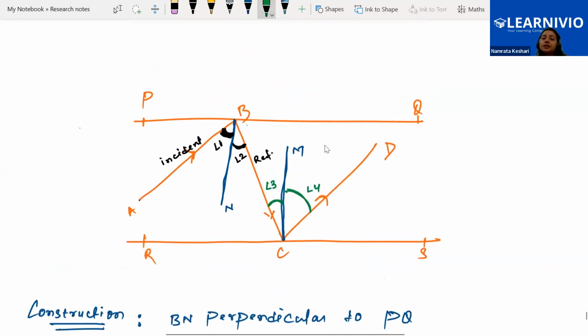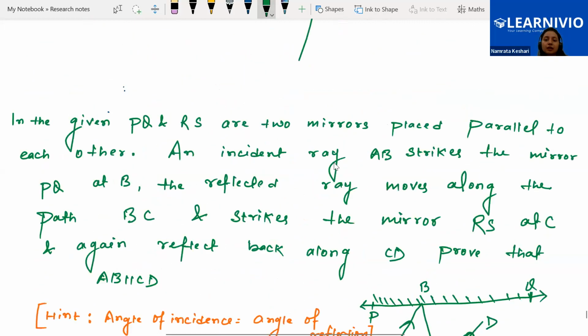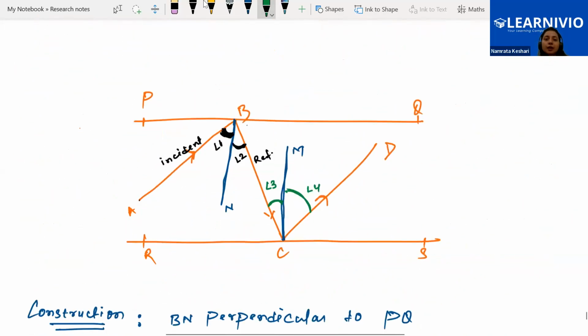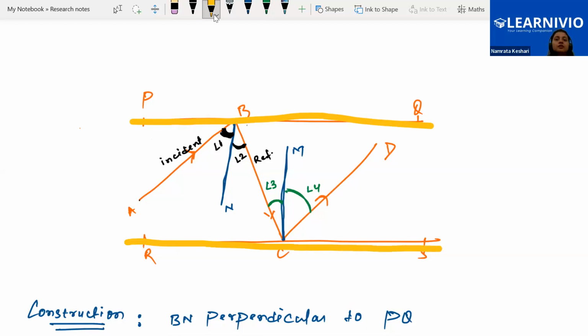Now it is clearly written in the question that PQ and RS are parallel. These two are a set of parallel lines. PQ and RS, these two lines are parallel with each other. So if you focus on these two parallel lines, you can focus on this as a transversal. Are we getting anything? We will check. Maybe, maybe not.